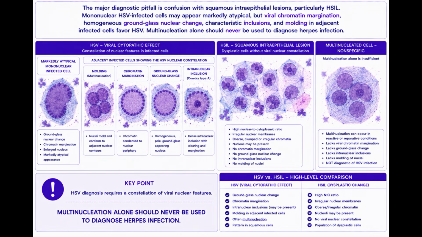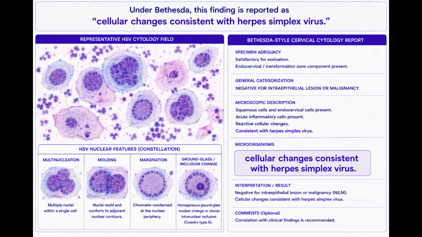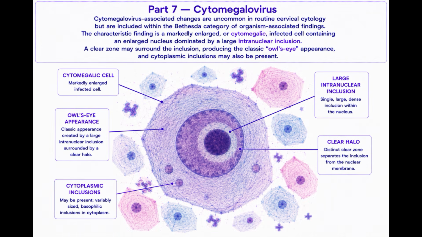The major diagnostic pitfall is confusion with squamous intraepithelial lesions, particularly H-SIL. Mononuclear HSV-infected cells may appear markedly atypical, but viral chromatin margination, homogeneous ground glass nuclear change, characteristic inclusions, and molding in adjacent infected cells favor HSV. Multinucleation alone should never be used to diagnose herpes infection. Under Bethesda, this finding is reported as cellular changes consistent with herpes simplex virus.